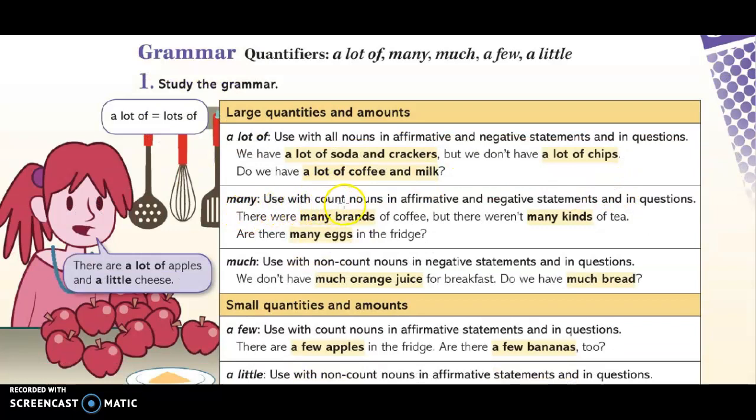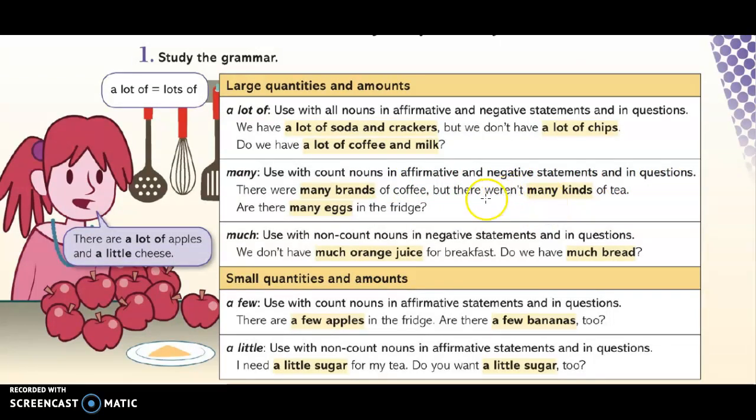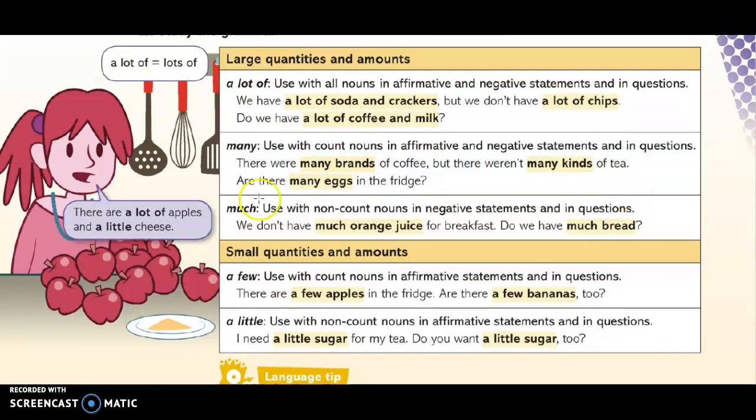Many, used with count nouns in affirmative and negative statements and in questions. Many lo usamos con sustantivos contables en oraciones afirmativas y negativas y también en las preguntas. Example: there were many brands of coffee, but there weren't many kinds of tea.